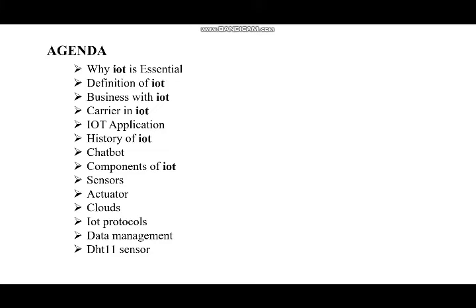History of IoT. What is a chatbot? The components of IoT. Components means the parts we use in IoT: sensor, actuator, ESP8266 like microcontroller, cloud, IoT protocols, data management, and some small projects. Next we see why IoT is essential.